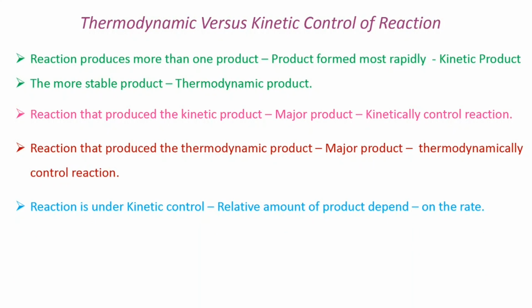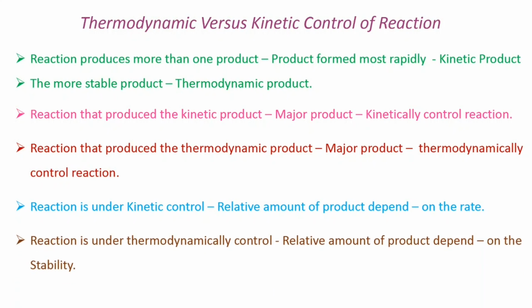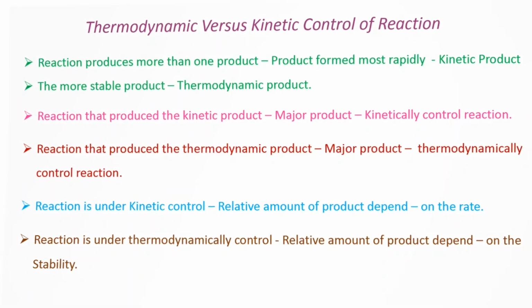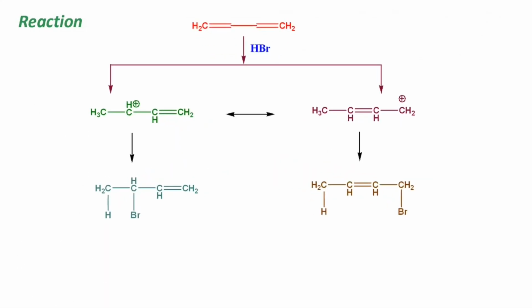When the reaction is under kinetic control, the relative amount of the products depends on the rates at which they are formed. When the reaction is under thermodynamic control, the relative amount of the products depends on their stability. To simplify all this theoretical part, let us take an example of a simple reaction. Consider this reaction in which 1,3-butadiene is treated with HBr.